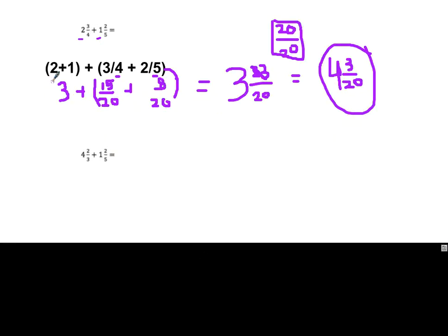For the next problem I put up here, be one step ahead of me, please. I want you to set it up just like I did here. Pause the video and then check and make sure that you are setting it up just like I did here. Use parentheses to separate the whole numbers and the fractions. Go.